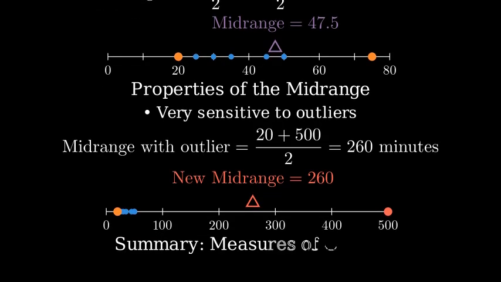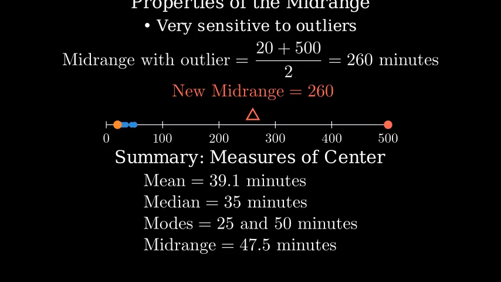Let's summarize what we've learned about the four measures of center. For our wait time data, the mean is 39.1 minutes. The median is 35 minutes. The modes are 25 and 50 minutes. The mid-range is 47.5 minutes.